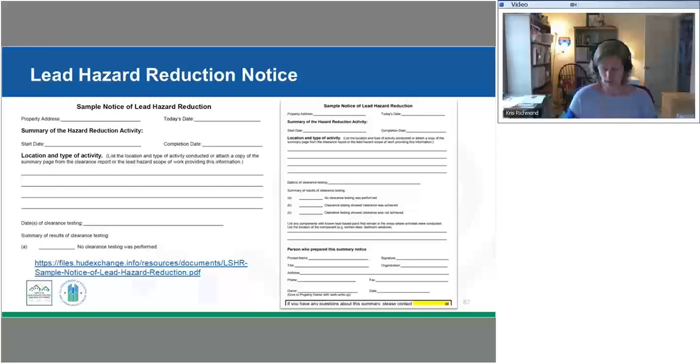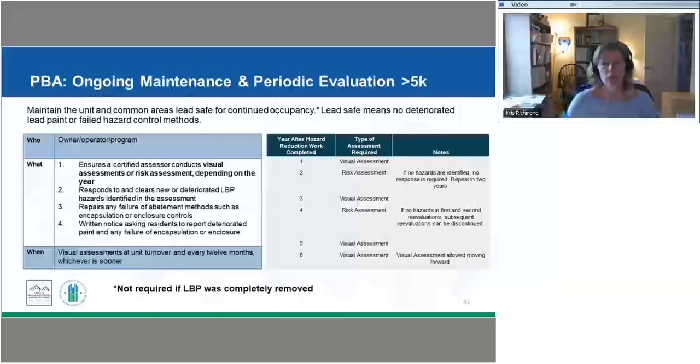And so remember our ongoing maintenance after work was done, we're over here on the right side. So we're going to be doing a visual assessment the first year, the second year a risk assessment. So we need to hire a risk assessor to come do that risk assessment. Year 3 is a visual assessment. Year 4 is a risk assessment. If we have 2 consecutive times of a clean risk assessment, meaning there was not any additional lead-based paint hazards, then we can continue on with just visual assessments for those areas.